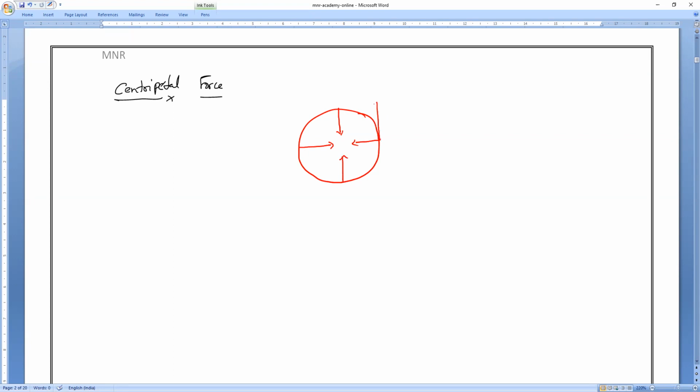So it is perpendicular to the velocity, and it always acts towards the center or along the radius. That is what is called centripetal force, FC. If you want to calculate the centripetal force, what is the formula, everybody? FC equals mv square by r, where v is the magnitude of velocity, that is the speed, divided by r. R means the radius of the circular path.